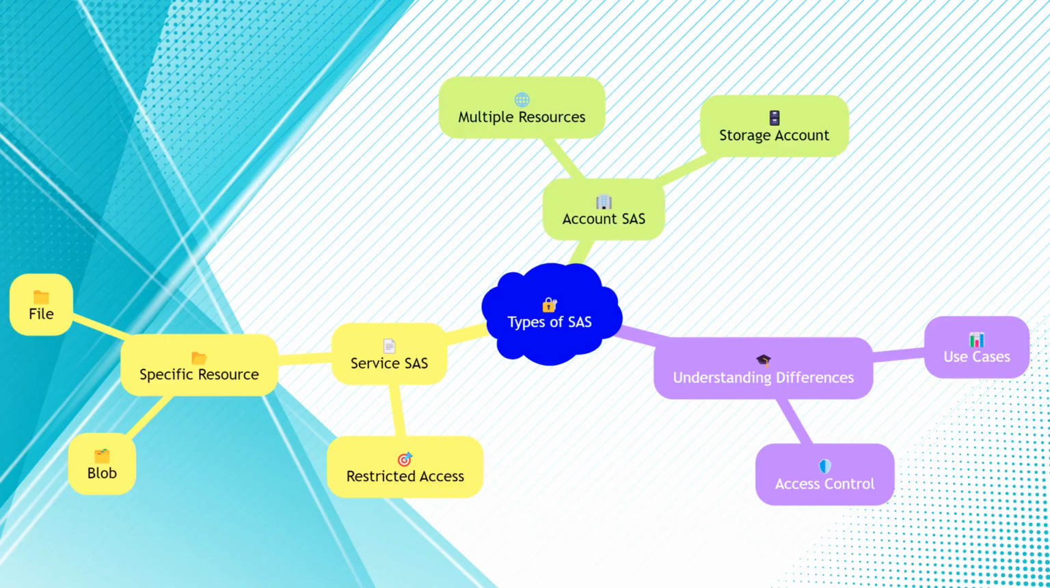There are two main types of SAS: Service SAS and Account SAS. Service SAS is used to grant restricted access to a specific resource, such as a blob or a file. Account SAS, on the other hand, allows access to multiple resources within a storage account. Each type of SAS has its own use cases and benefits, and understanding the differences between them is crucial for implementing the right level of access control.